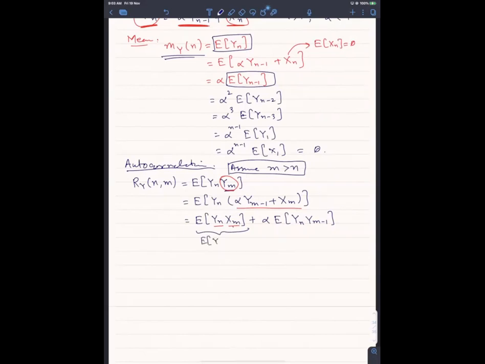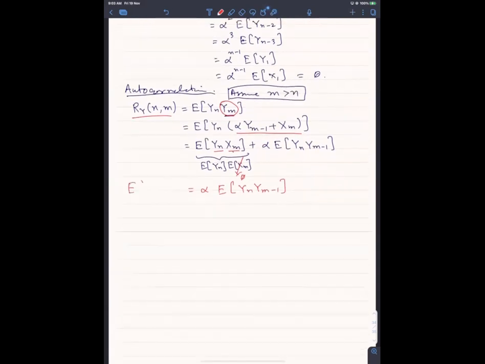This is equal to the expected value of x_m. We can write it like this since they are independent. And this guy is 0. So that means I can write this as alpha times the expected value of y_n y_(m-1). This is your autocorrelation function. Okay. Expected value of y_n y_m. We don't have the answer yet, but this looks like a recursive form to me.